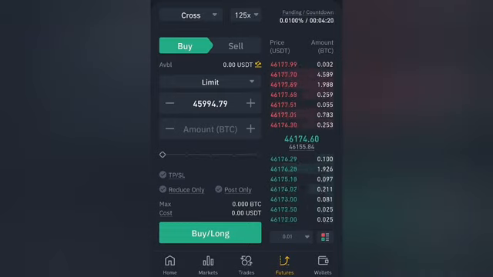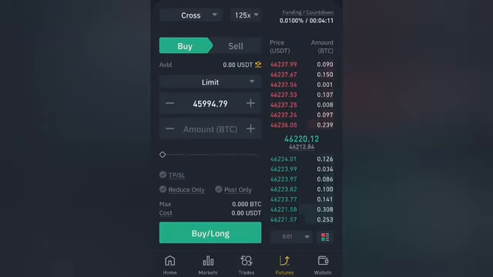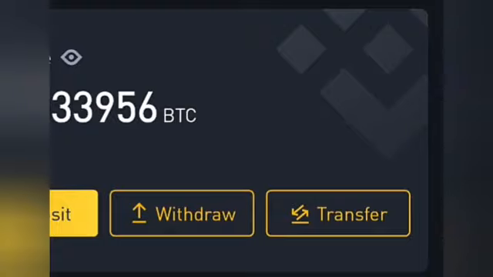Now, as you can see, we have 0.00 USDT present in our wallet. Now, we would have to transfer USDT from our spot wallet to our USDT futures wallet. Once we do that, we'll be able to trade on the futures platform. Now, we would have to go to the wallet to transfer funds. Click on transfer right there.